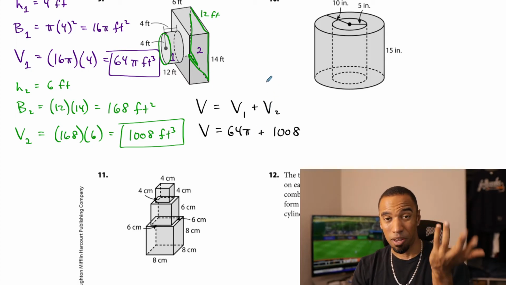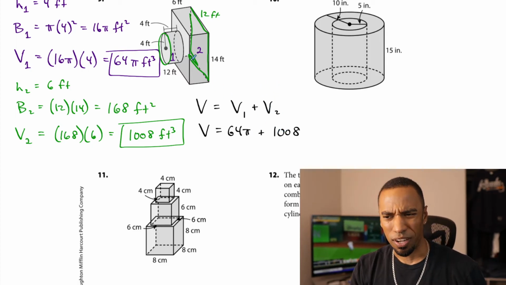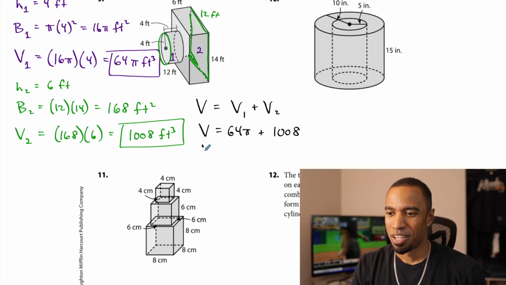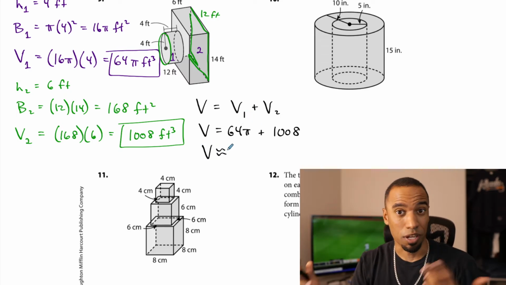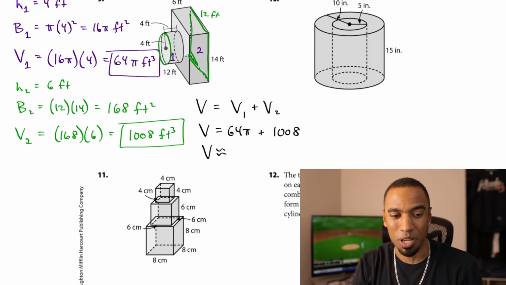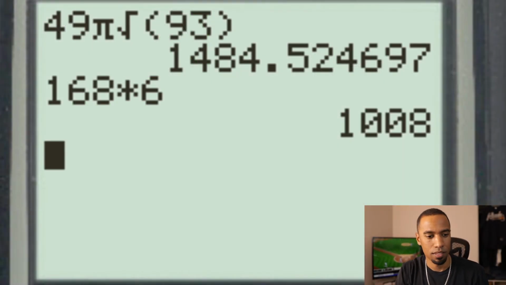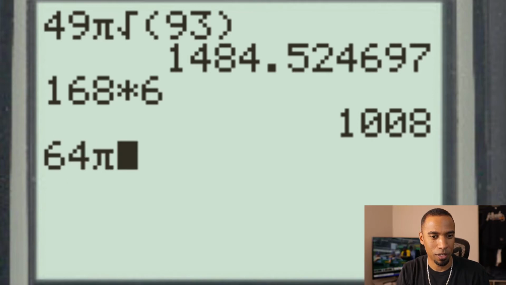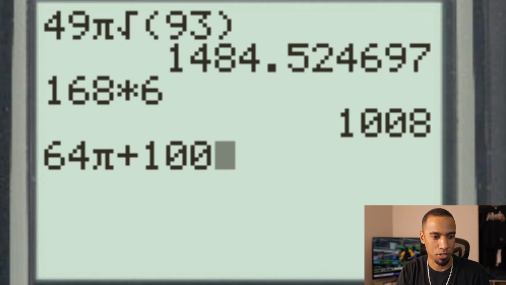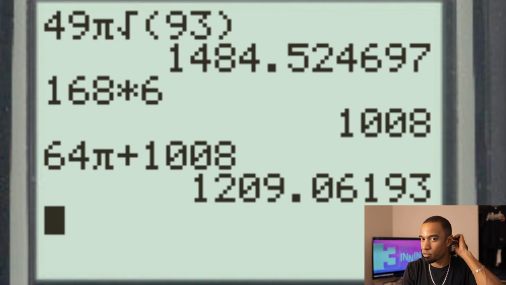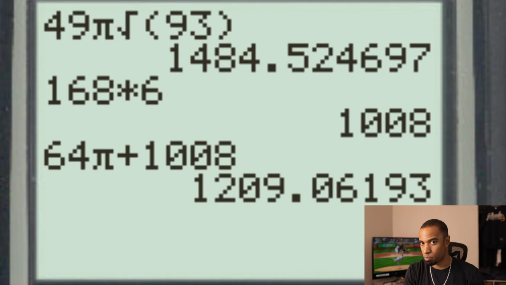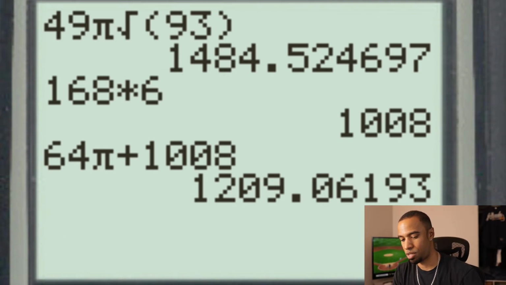that's probably around 200. I was looking at that, and I'm like, that's not really to scale then. So this is going to be about what? It's going to be around 1200 something. So here we go. 64 pi plus 1008. And rounding to the nearest hundredth, that is 1209.06.